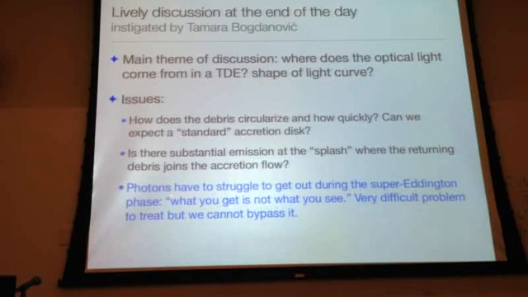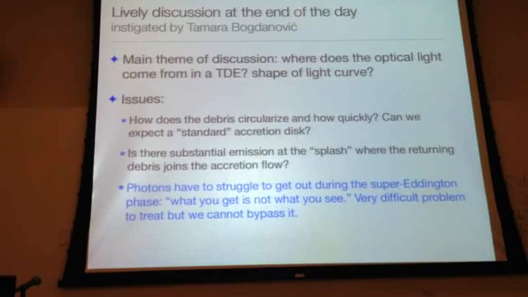So at the end, the summary that Tamara gave, I think, was quite appropriate. We cannot bypass the problem of figuring out how the photons produced in the event get out of the shroud. And calculating all the details of that process is quite crucial so that we know how to interpret what we see in terms of the physical processes that are going on there.